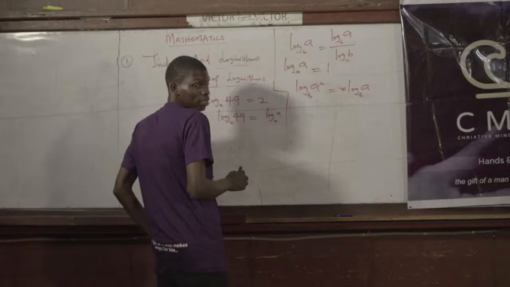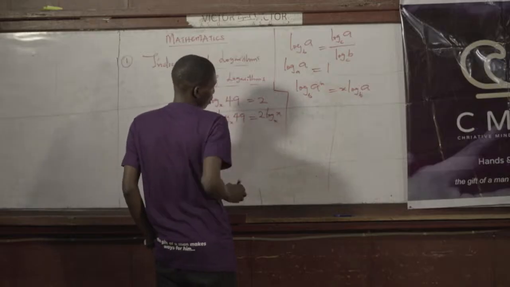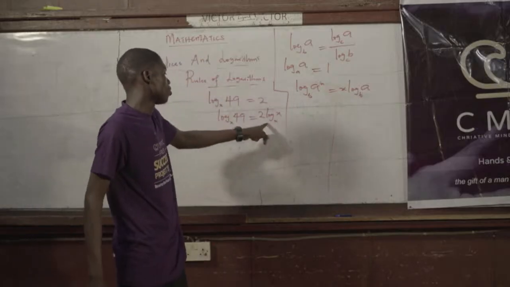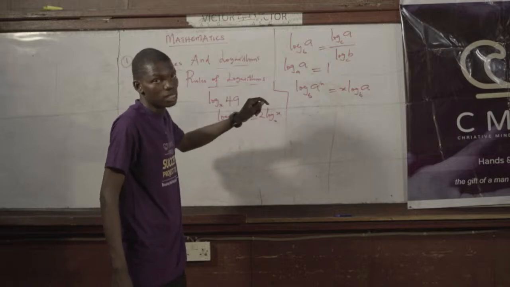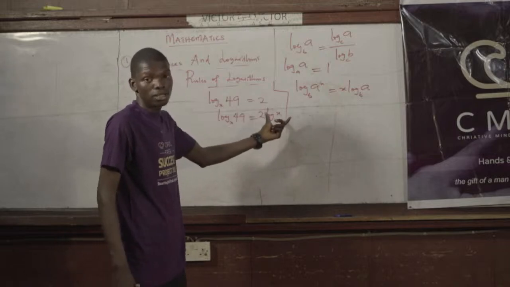So how can I make it 2 now? I can just put 2 at the front. So that will be 2 log what? 2 log x base x. And this now is simply 2.